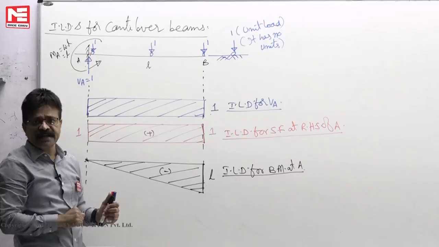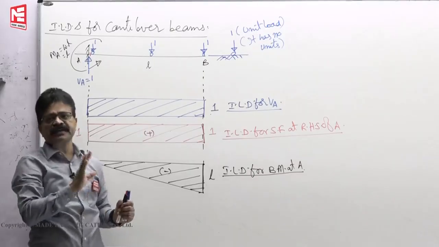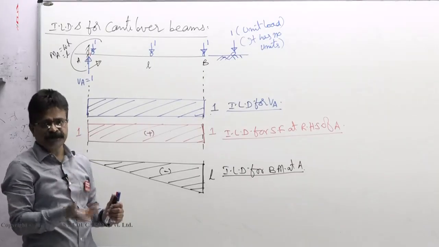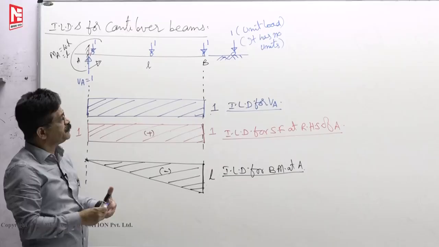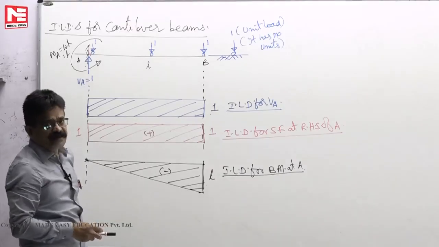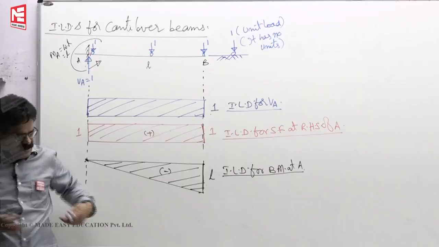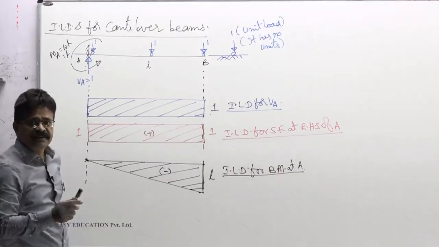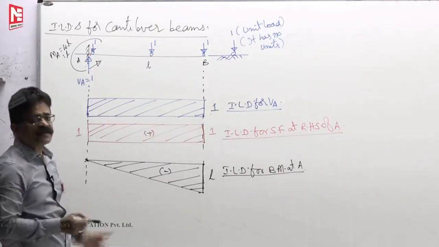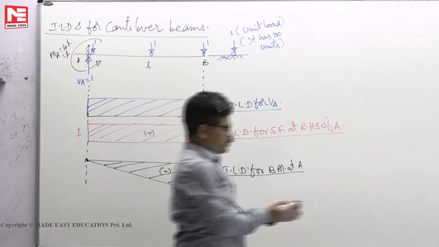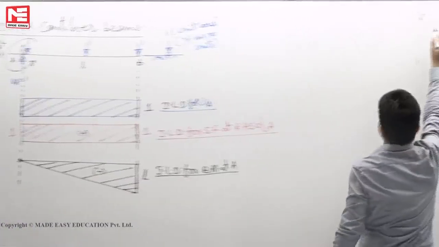It takes 3 minutes time. So we have to take the help of Muller to find the influence line diagram. Like simply supported beams, here also we will take the help of Muller's. Otherwise, we cannot find it in the stipulated 1 minute time or 30 seconds time. So this is what we have given.